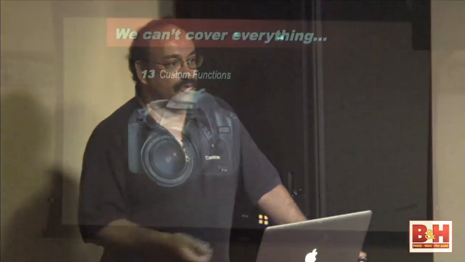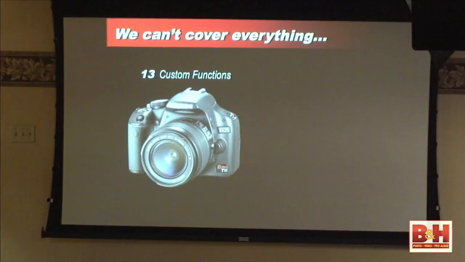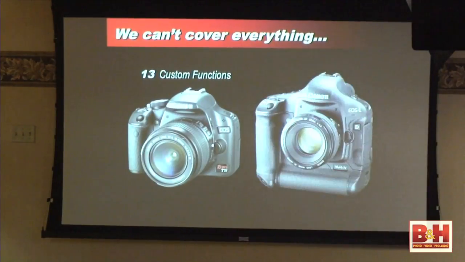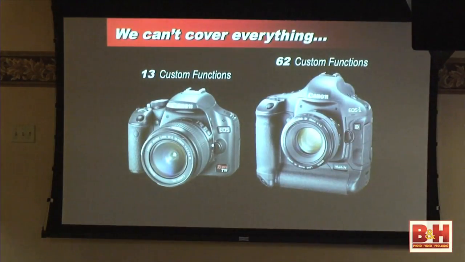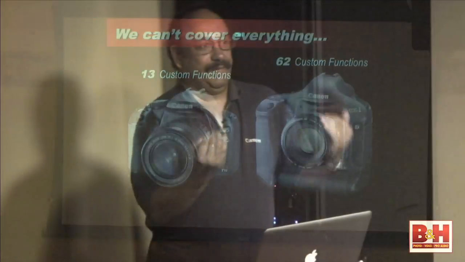And then beyond that, there's just the different models we have in the lineup. A camera like a Rebel T1i, T2i has 13 different custom functions. A top-of-the-line camera like a 1D Mark IV has 62 of them. So, again, I'm not going to be able to go down every custom function in every camera, but if you do have specific questions about a function that we don't touch on today, feel free after the presentation to come up, and I'll be glad to do what I can to answer your questions and give you some clarity about any specific ones that we may not have covered.